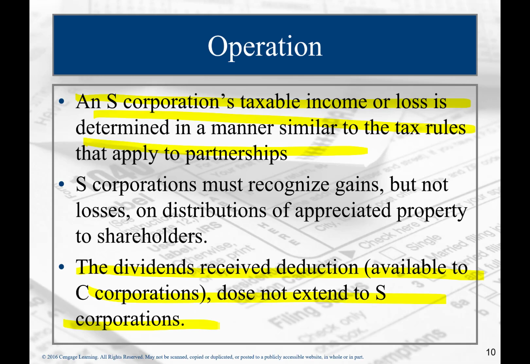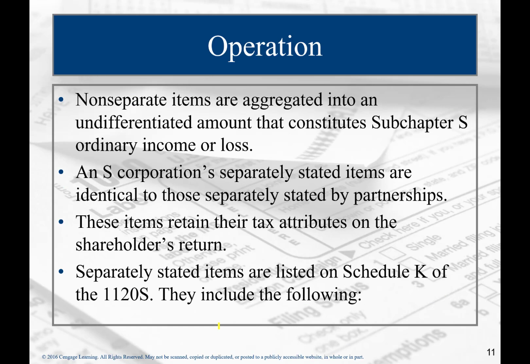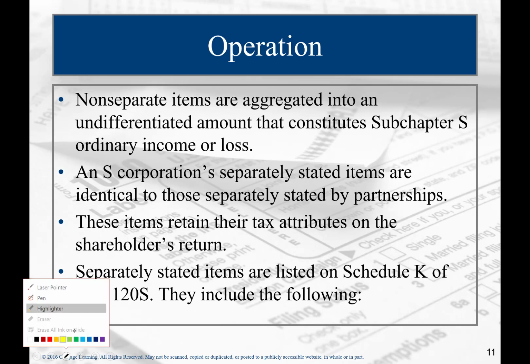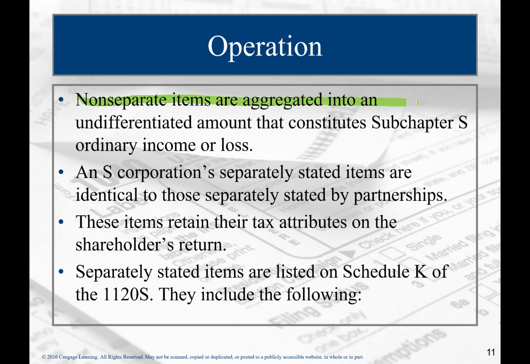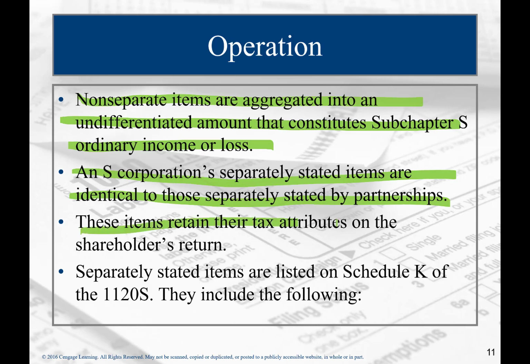Let's take a look at the next slide and non-separate items. These are things that are going to be calculated at the corporate level and constitute the subchapter S ordinary income or loss. Then the S corporation will have separately stated items that are identical to those separately stated items that we already studied in Chapter 21 for partnerships. These items retain their tax attributes on the shareholders' return.